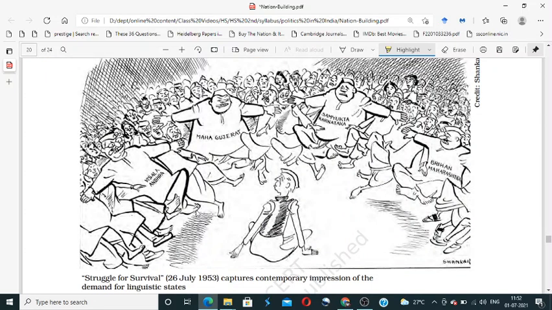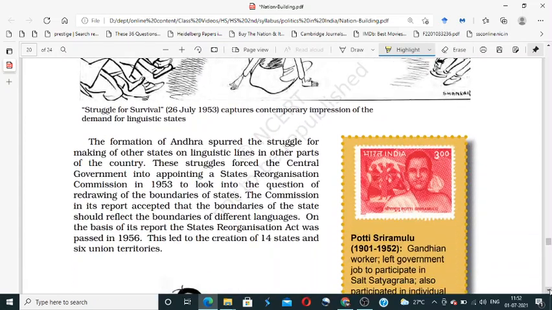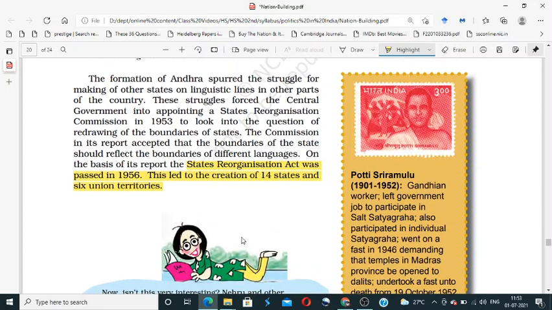This is what you can see in one of the cartoons, where people are demanding states for their communities. Mahagujarat, Samyukta Karnataka, Brihan Maharashtra, Vishal Andhra, and this is Jawaharlal Nehru. He is unable to do anything to stop these people, and he can be seen as a helpless person there. So ultimately, the State Reorganization Act was passed in 1956, and this led to the formation of 14 new states and 6 union territories in India.